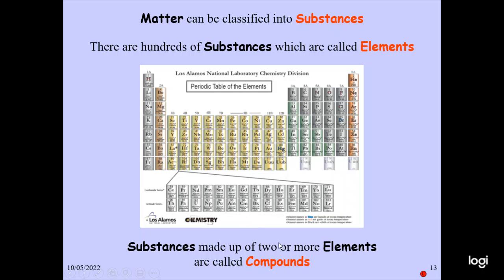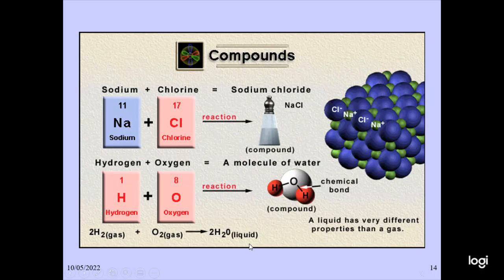Substances made of 2 or more elements are called compounds. Some of the compounds, there will be the compound with nitrogen and chlorine. This is nitrogen chloride. So this is nitrogen chloride diagram. Hydrogen and oxygen compound, we call it water. So this is 2H2 plus O2, then there will be 2H2O. So H2 is a gas, O2 is a gas, but the H2O becomes a liquid. Liquid has very different properties than the gas.